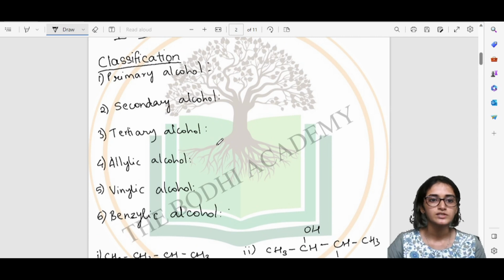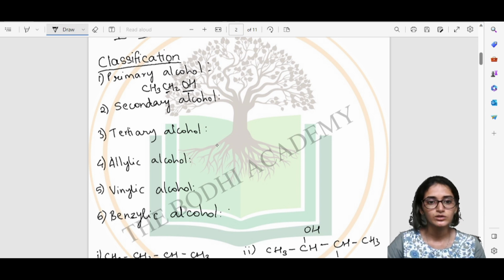The very first is primary alcohol. I will write a formula over here, CH3CH2OH. Here the OH, that is the alcohol group, is attached to a carbon, and that carbon is further attached to one more carbon. So that's why this type of alcohol is termed as primary alcohol.